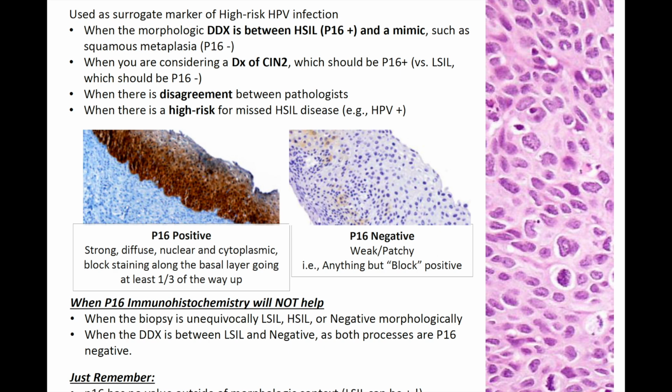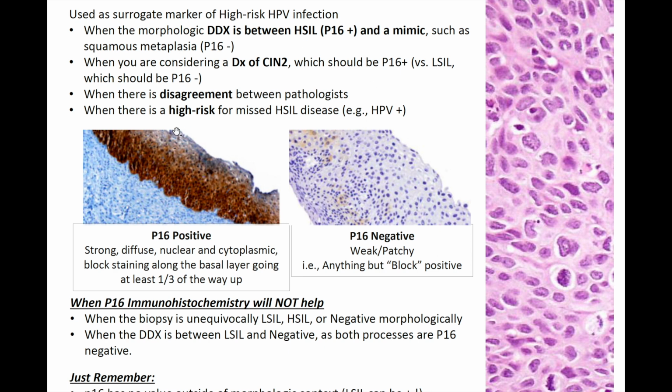When the morphologic differential diagnosis is between HSIL, which would be P16 positive, and a mimic, such as squamous metaplasia. It would also be used as a surrogate marker when you're considering a diagnosis of CIN2, which should be P16 positive, versus LSIL, which should be P16 negative, though not all the time. When there is disagreement between pathologists, you could potentially order a P16, and when there is a high risk for missed HSIL disease, such as in a case of a patient with HPV positivity.